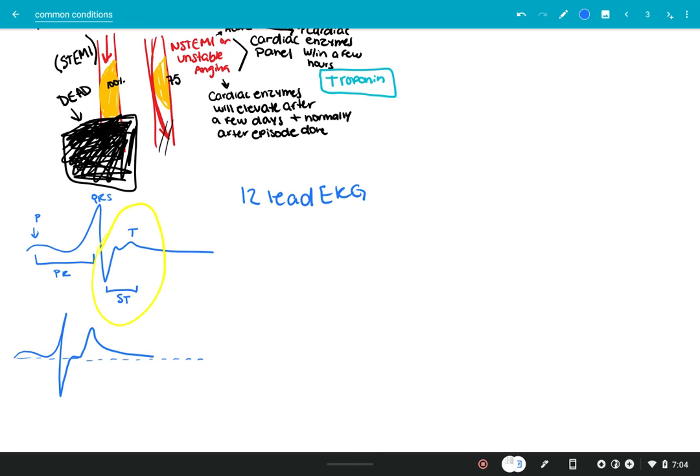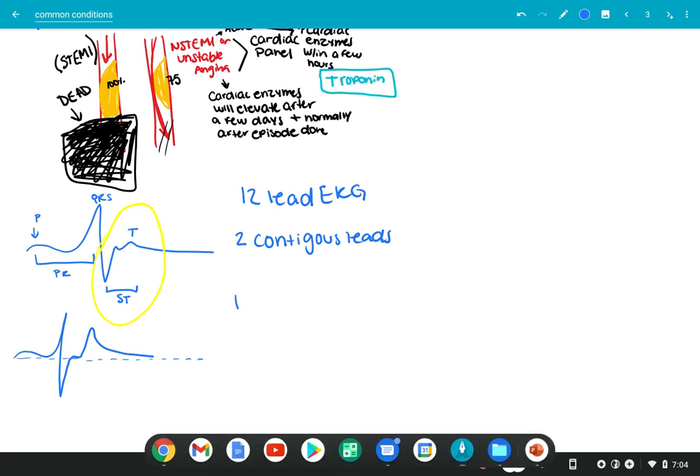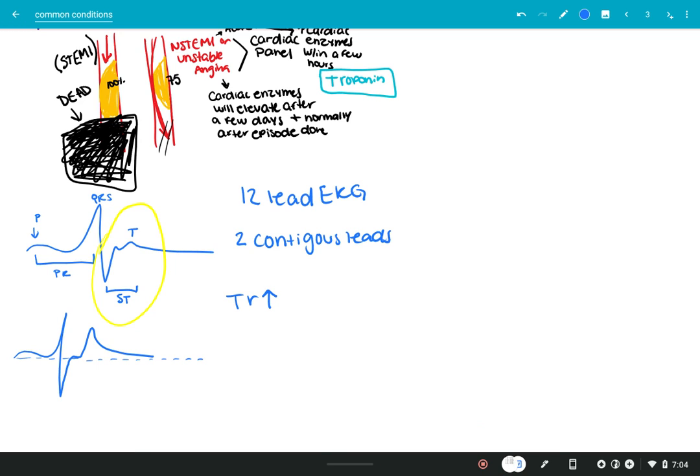Anyway, so the leads tell us where our MI is, and you have to have it in 2 contiguous leads, and this might be going too much in depth, but that means that both of those leads have to be looking at the same side of the heart. So you're not going to have one in the lateral and then one in the septal. They have to be looking at the same place for you to be able to diagnose a STEMI. With a STEMI, your troponins are also going to be elevated. Your cardiac enzymes, your markers will be elevated.